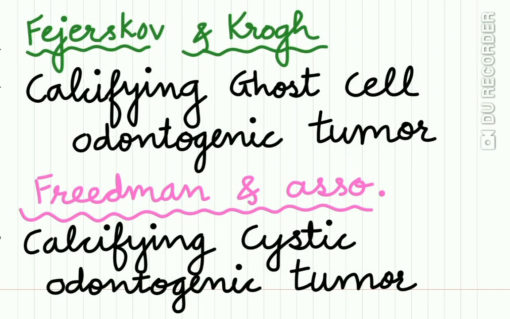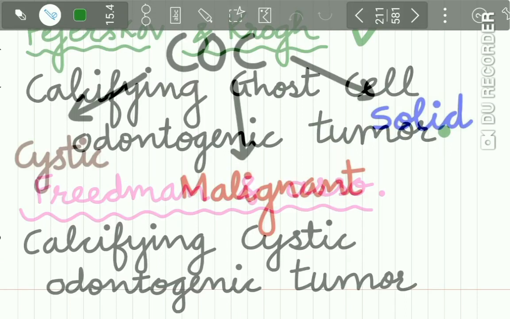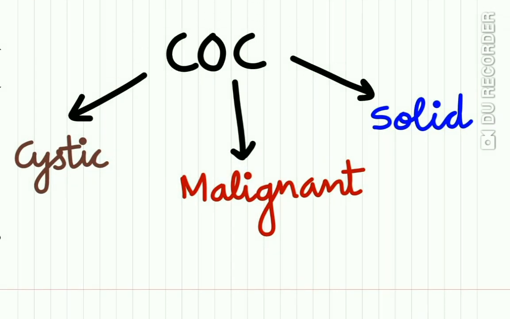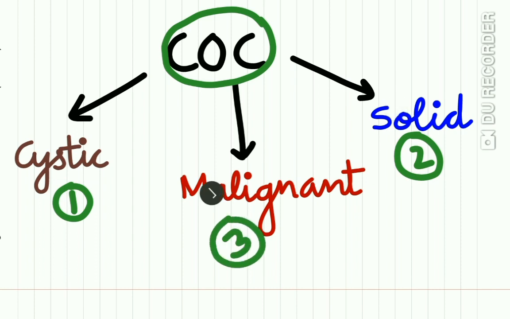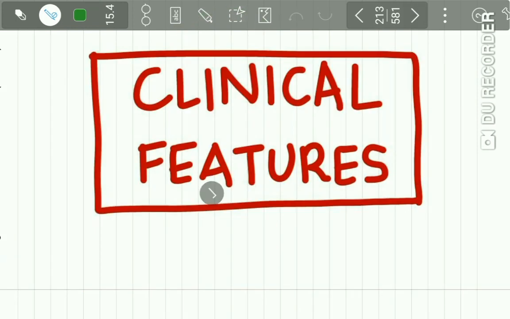There are differing names describing the COC. Fejerskov and Krogh named it as calcifying ghost cell odontogenic tumor, while Freedman and his associates described it as calcifying cystic odontogenic tumor. Now, I have already told you that the COC is a group of lesions which consists of cystic lesions, the solid neoplastic lesions, and the third rare type of lesions which are malignant COC.